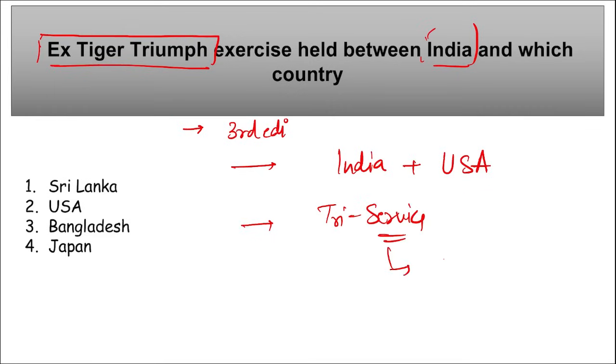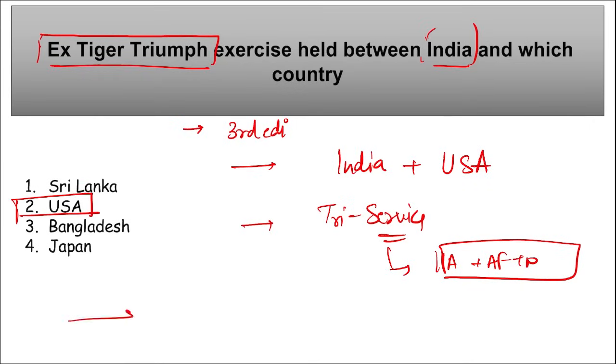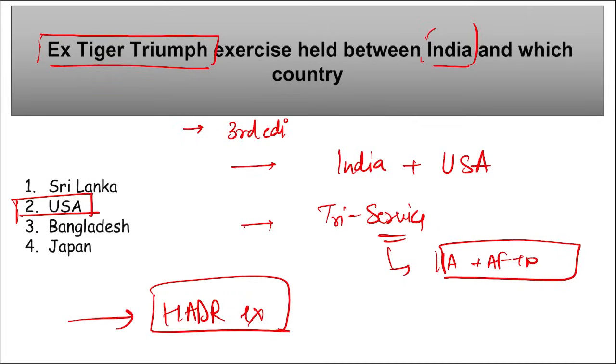That means Army, Air Force and Navy. All these three forces take part in this particular exercise of these two countries, India and USA. Correct? Tiger Triumph. Also remember, the right option here becomes option 2. Also remember, this is a humanitarian assistance and disaster relief exercise, that is HADR exercise. I repeat, humanitarian assistance and disaster relief exercise held between India and USA.